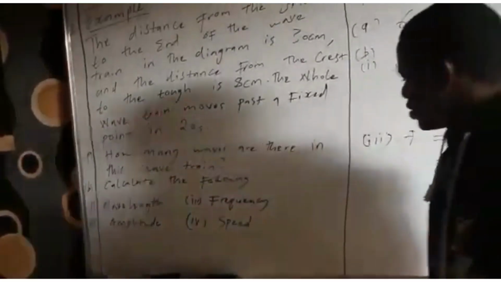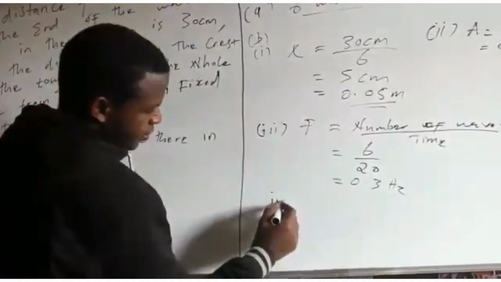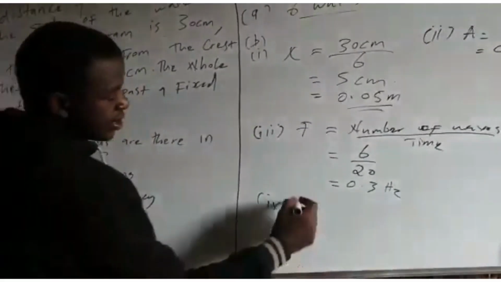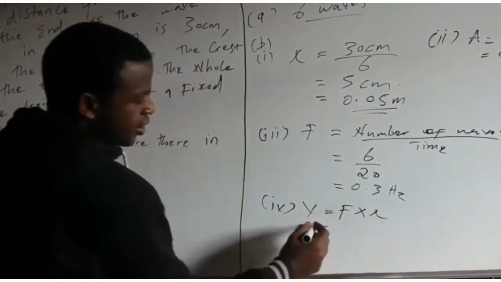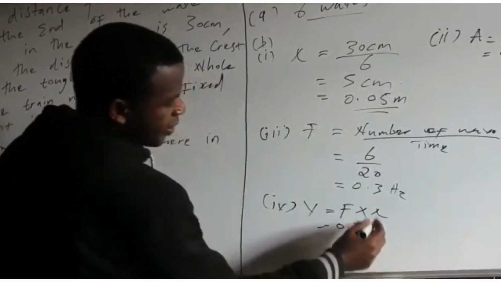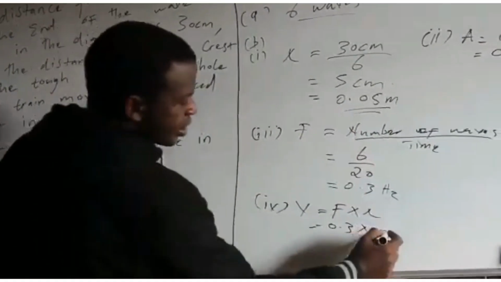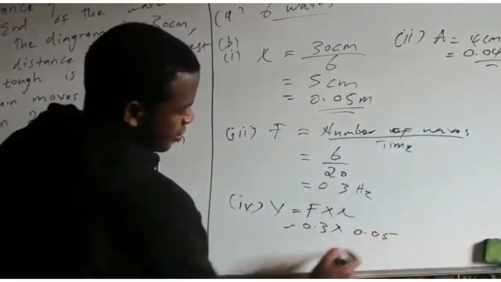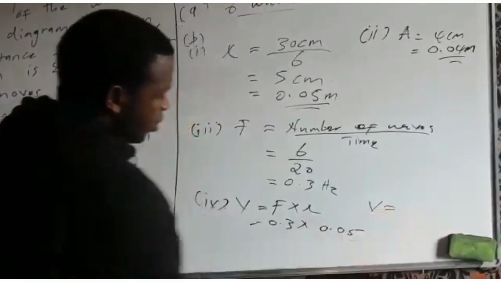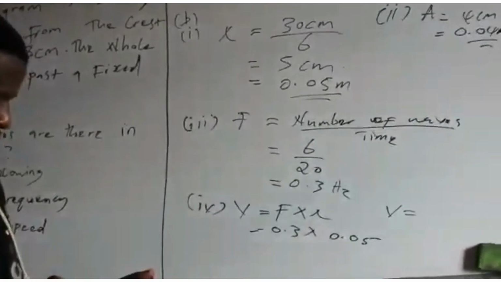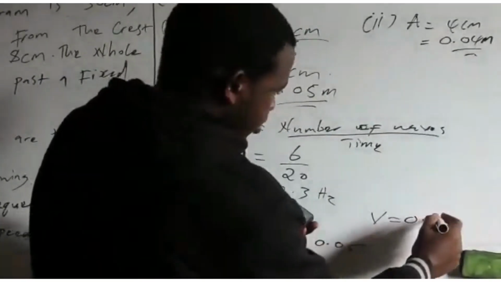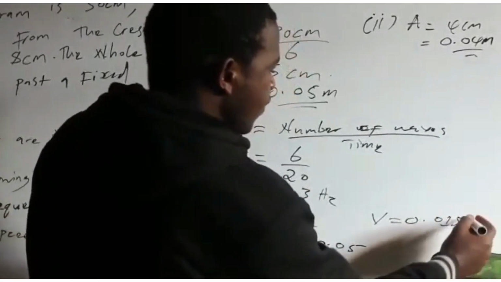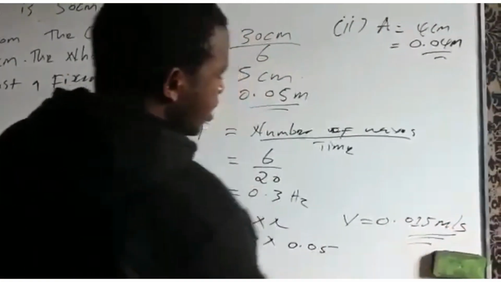What about Roman numeral 4? I'm supposed to calculate speed. I know that the formula of speed is v equals frequency multiplied by wavelength. So my frequency is 0.3 multiplied by the wavelength, which is 0.05. So my speed is equal to 0.3 multiplied by 0.05. It's 0.015 meters per second. So this is how you can calculate this question.